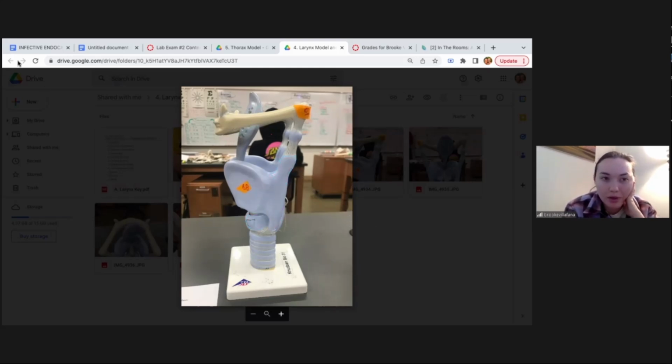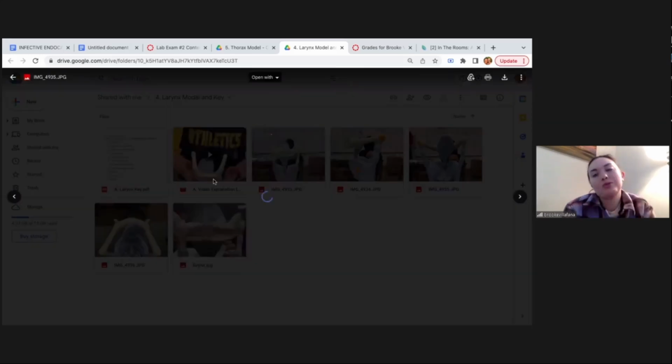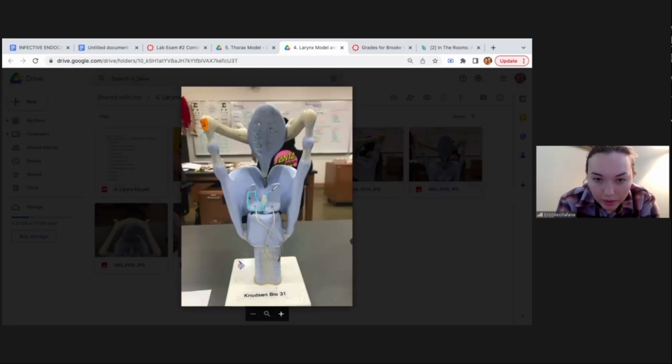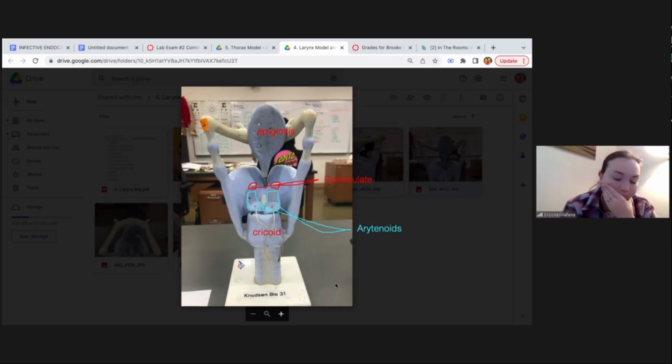Let's look at the back here. Here we go. So these are our arytenoids here. Arytenoid. On the top, we have our corniculate. This guy. Corniculate, they're like these little top portions. This is again our epiglottis. And this would be cricoid. The back of the cricoid cartilage would be right there. Okay.